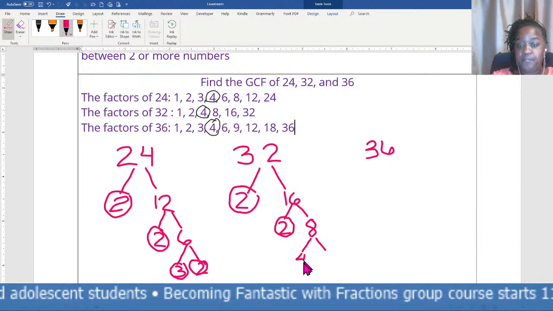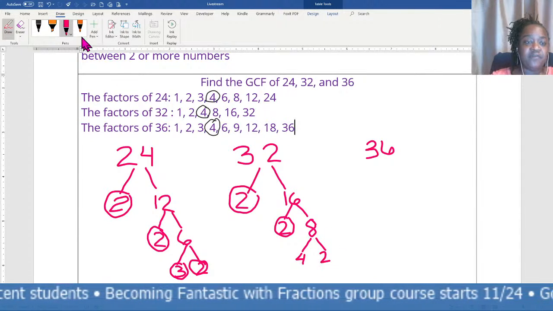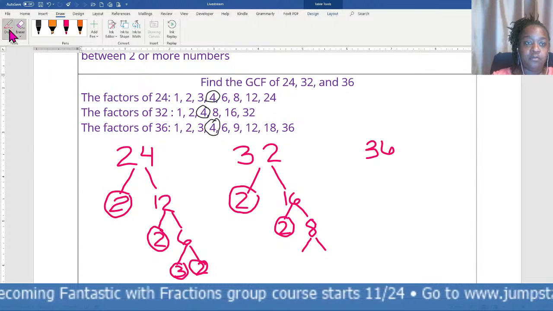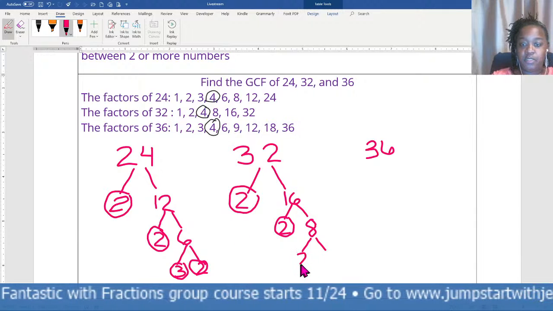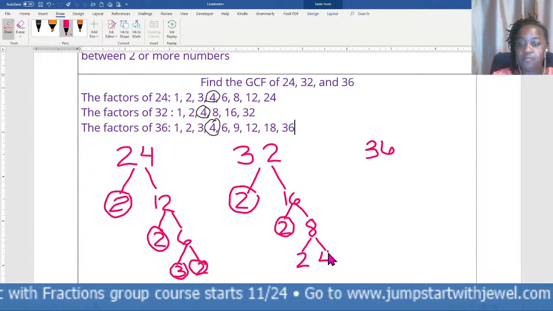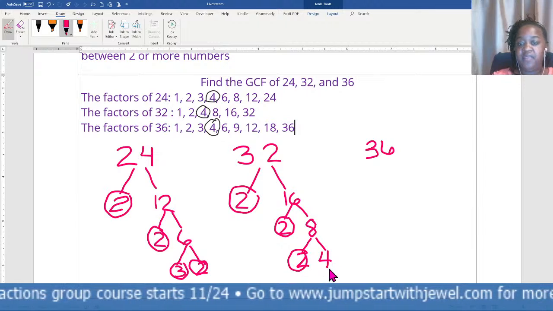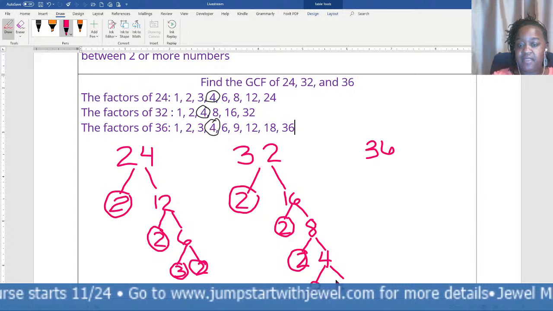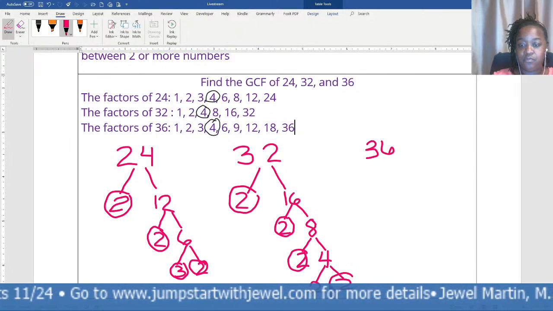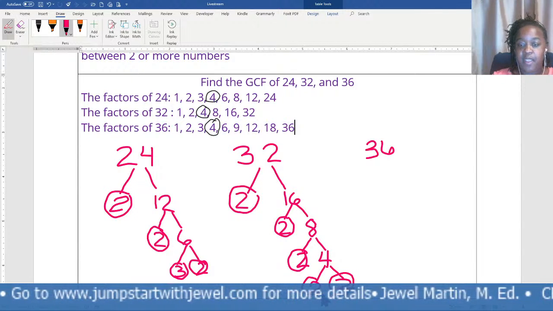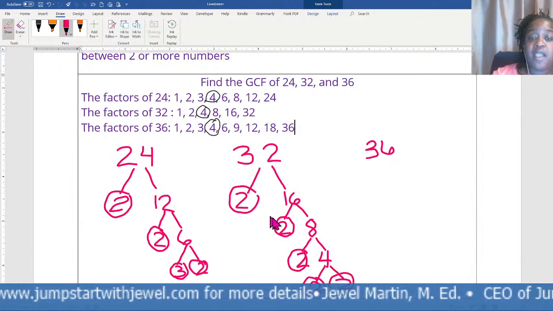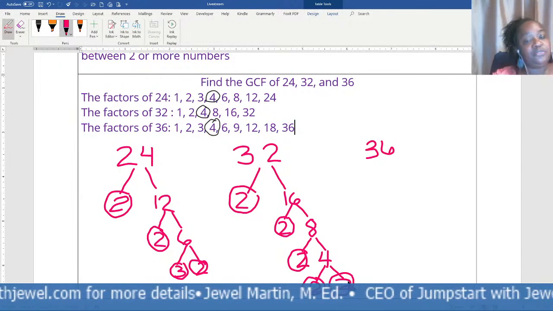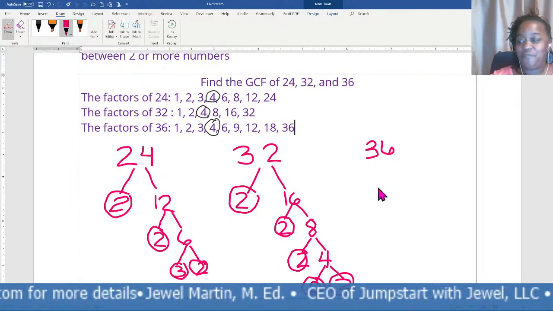4 and 2. Actually, I'm going to flip it around. I'll put 2 here and 4. 2 is prime, and then here I've got 4. I can still break that down. 2 and 2. So I've got nothing but prime numbers. And again, if I took all these prime numbers that I circled and multiplied them together, 2 times 2 times 2 times 2 times 2, I would get 32.